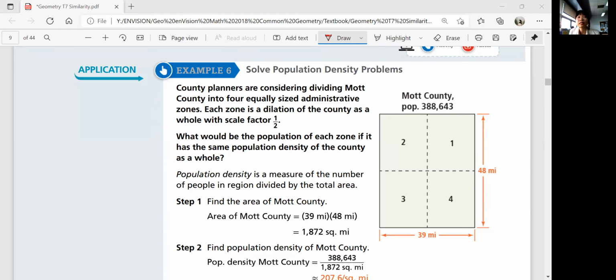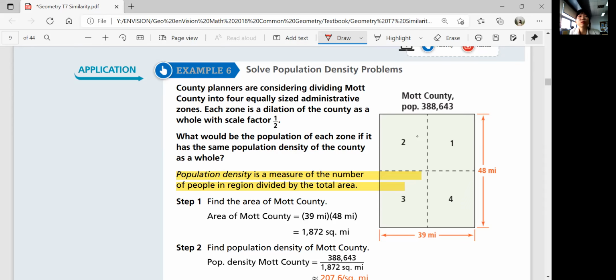We're not just getting how many people are in each area. Population density is a measure of a number of people. So you first find the number of people per area, and then you divide by the actual area. Okay, so the question is not just how many people are living in each area. Population density is a different problem, okay?